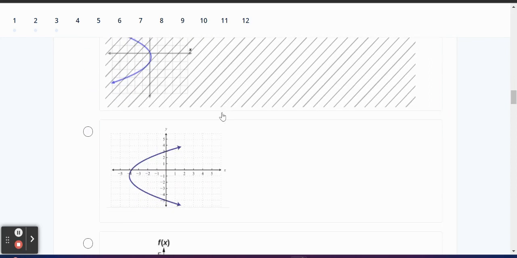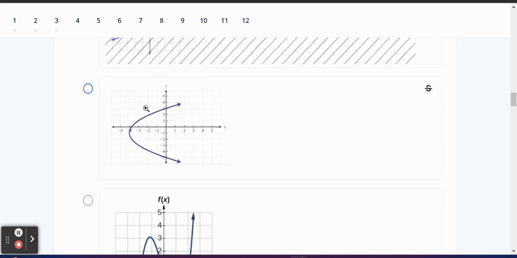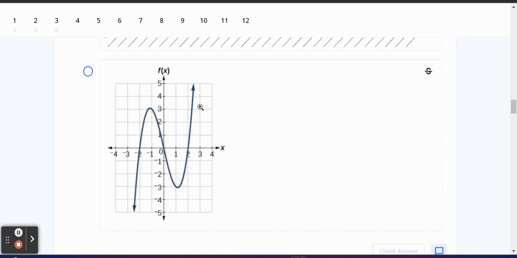This is not your answer. Okay, this one, if I draw a vertical line here, same thing. Not this one. Process of elimination, it should be this one. And yes, no matter where you draw a vertical line on this graph, it's always going to intercept one spot, right? You're not going to have any repeating x values. So this is your answer.